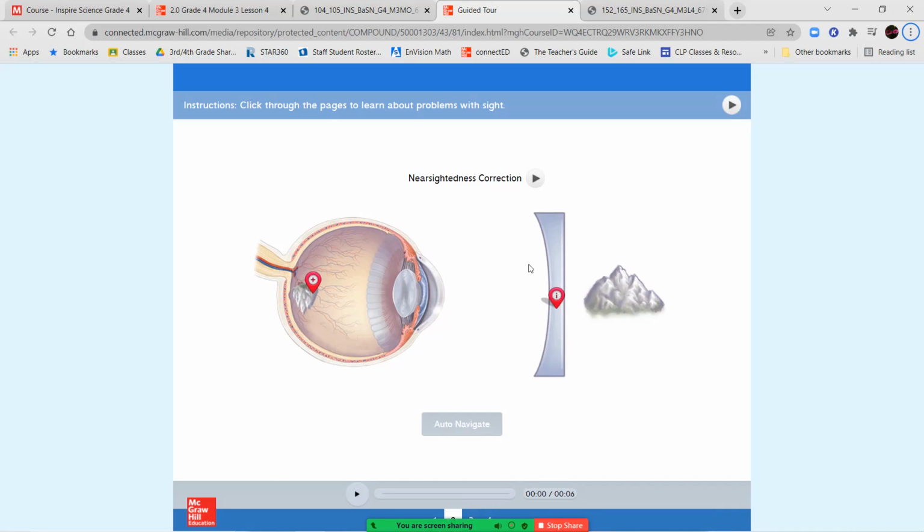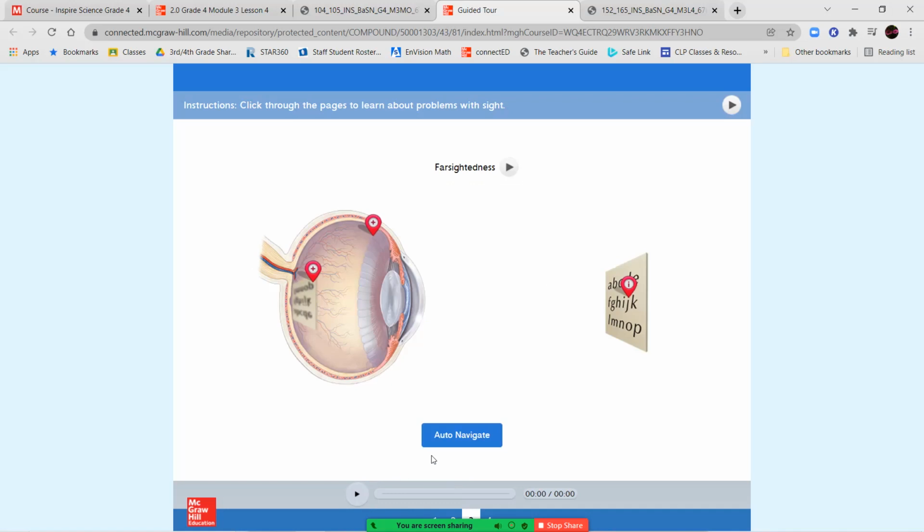Now take a look at this lens. What shape is this lens? The one that we said curves inwards. We said that this one is called a concave lens. So think about a cave, right? You would walk into a cave. It's open and it goes deep on the inside. So this is a concave lens, and it is used to correct nearsightedness.